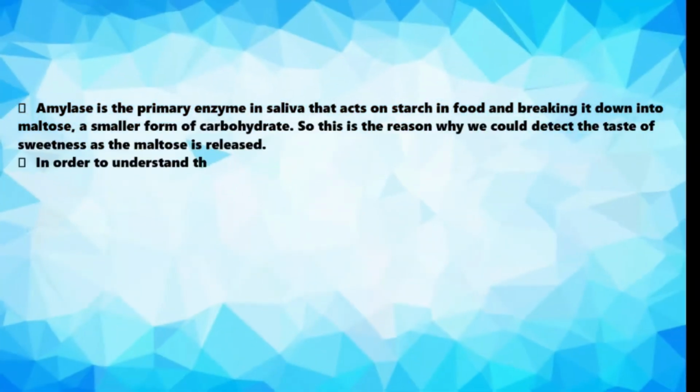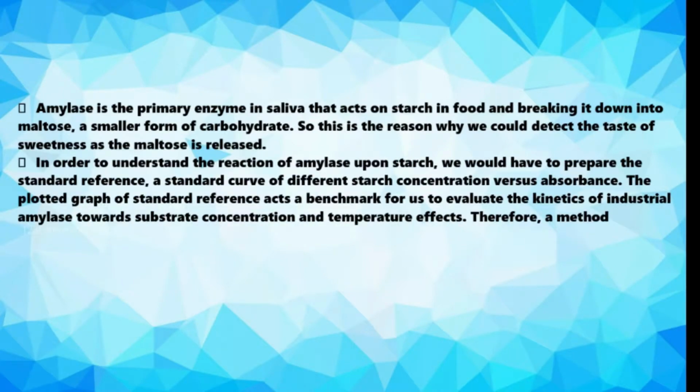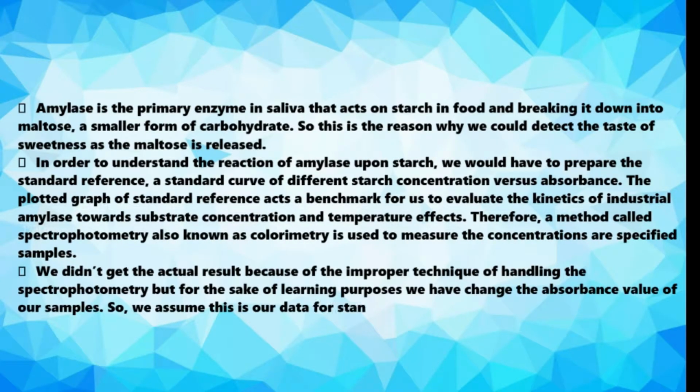Amylase is the primary enzyme in saliva that acts on starch in food, breaking it down into maltose, a smaller form of carbohydrate. This is the reason why we can detect the taste of sweetness as maltose is released. In order to understand the reaction of amylase upon starch, we have to prepare the standard reference, a standard curve of different starch concentrations versus absorbance. The plotted graph of the standard reference acts as a benchmark for us to evaluate the kinetics of industrial amylase towards substrate concentration and temperature effects. Therefore, a method called spectrophotometry, also known as colorimetry, is used to measure the concentrations of specified samples.